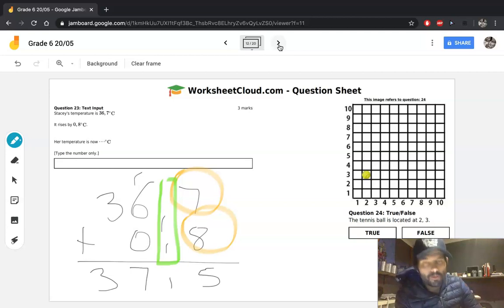Question number 24. The tennis ball is located at position 2 and 3. So if we had a look, and by now I know that we know that the first number 2 is on the x-axis, which is the horizontal one. So is it in line with 2? Yes, it is. Is it in line with 3 on the y-axis? Yes, it is. So again, our answer there is true.